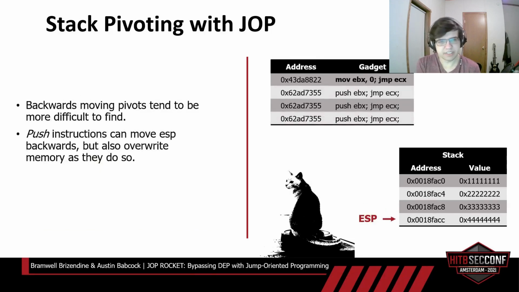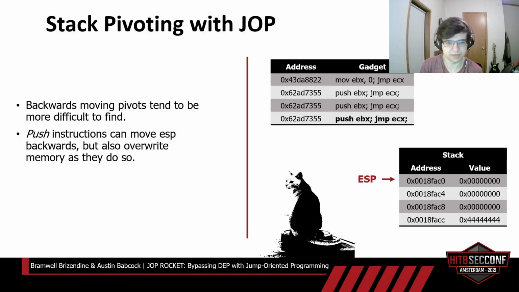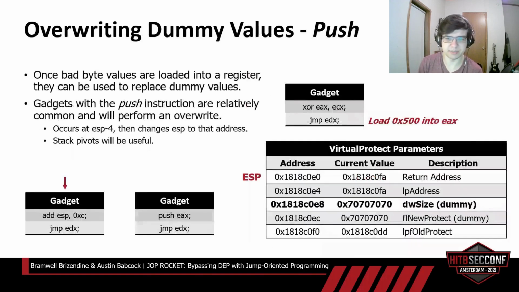However, moving backwards is a little bit more difficult. The gadgets that are suitable are harder to find, and it is true that the push instruction does subtract 4 from ESP. However, we're also overwriting values on the way as well, which might not always be so useful for us and might actually cause problems. Although the push instruction can be used to our advantage as well. Even though it's not so great for stack pivots, we can still use it to overwrite parameter values.